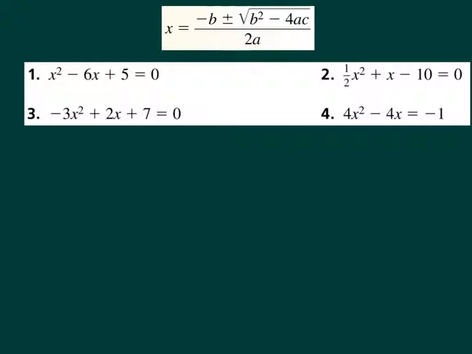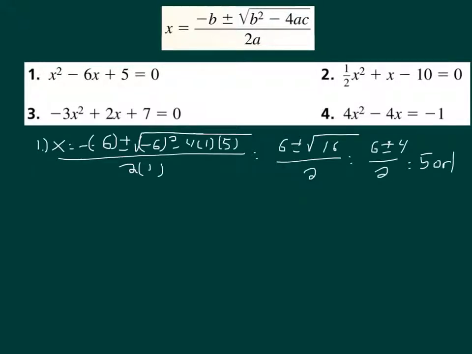All right, let's see how it went. So you can check number 1 there. Biggest trick that sometimes happens for number 1 is the coefficient of the x squared. The a is a 1. If it's invisible, it's a 1 there. So that's what you'd have to do for that one. When you get down to simplifying, you end up with 6 plus 4, which is 10 over 2, which is 5, or 6 minus 4, which is 2 over 2, which is 1. All right, now pause the video and give number 2 a shot.